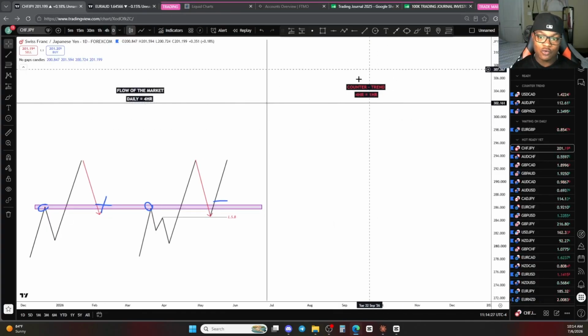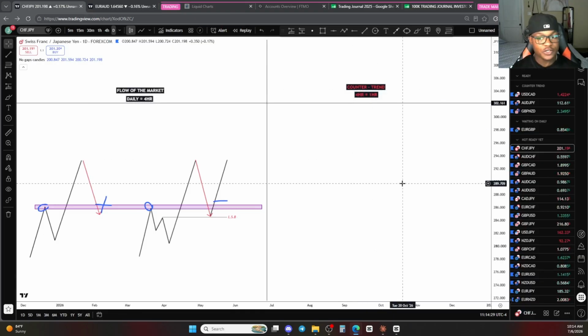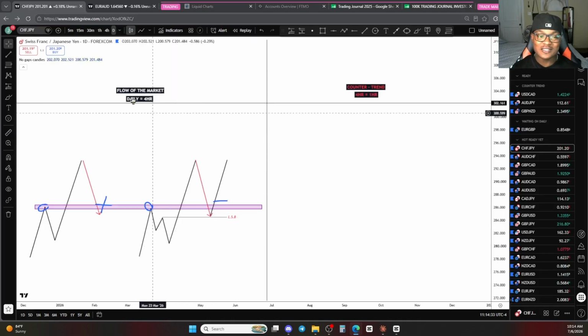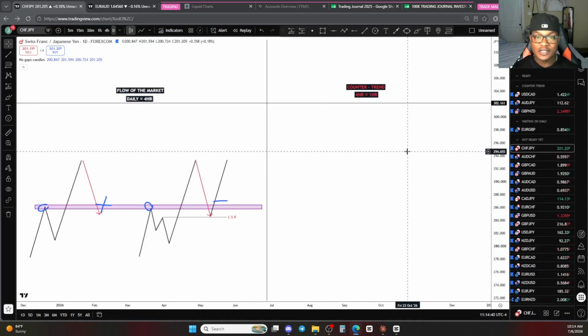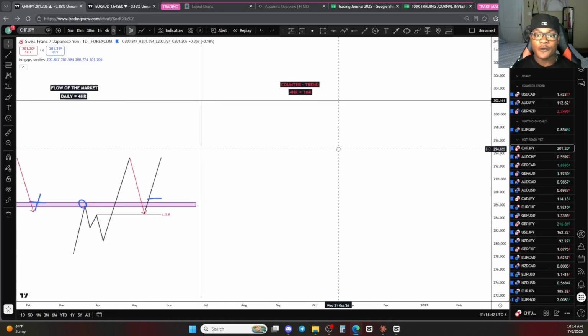Next is, how do I identify the counter trend 4-hour and the 1-hour? Well, it's the same exact thing as the daily and the 4-hour, but instead of us looking at the daily time frame for that added confluence, we look at the daily time frame as our guide.